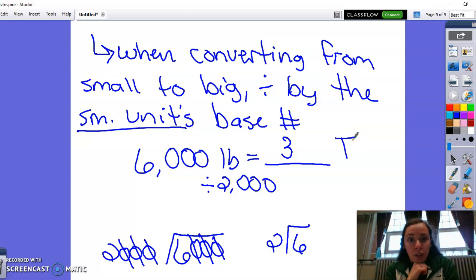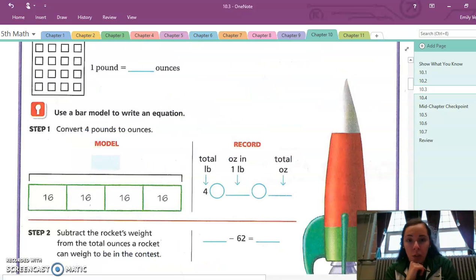For this one, I don't think there's going to be any two-step problems, so let's go ahead and launch right into our book questions here. Get it? Launch. Rocket on there. Hee hee hee. Okay.